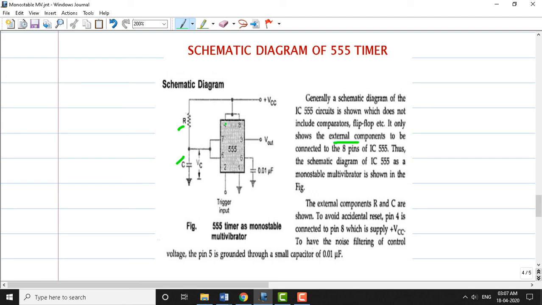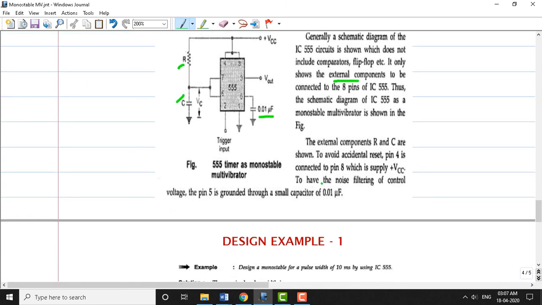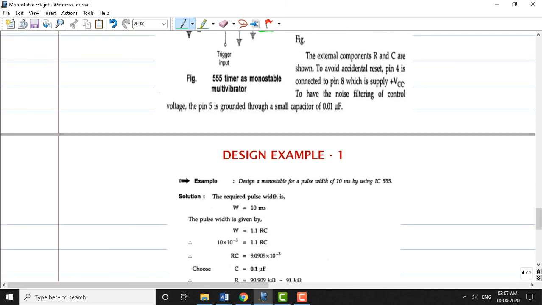We know that pin number 4 is the reset pin. In order to avoid accidental reset, pin number 4 is tied to the high level. We know that the flip-flop used inside this 555 timer is active low. As long as we tie pin number 4 to the high level, the flip-flop does its normal operation. It is connected to the supply voltage. For noise filtering of the control voltage, pin number 5 is grounded via a capacitor of 0.01 microfarad. Now we'll see the operation of the 555 timer as a monostable multivibrator.